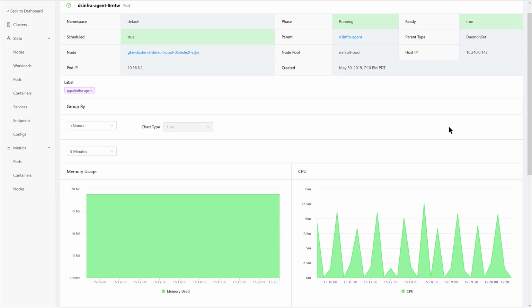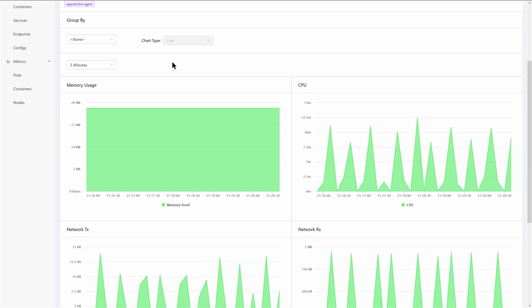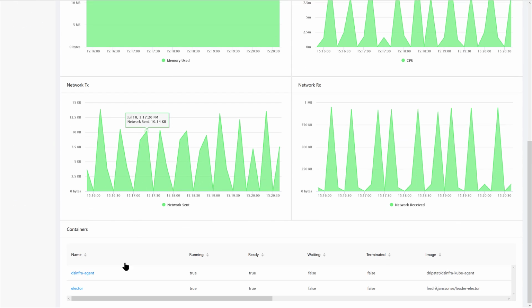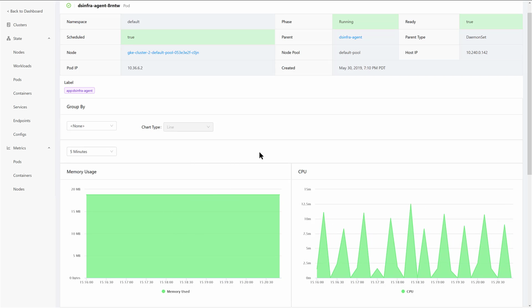Clicking on a pod shows us all the details for that pod. Here we can see all the state for the pod, and we can see it's running perfectly fine. We see the metrics for that pod and the containers assigned to that pod. We can see this pod has 2 containers inside it. So the metrics shown here are for both the containers combined.